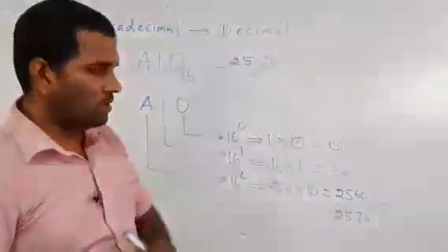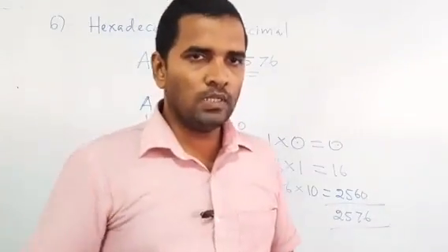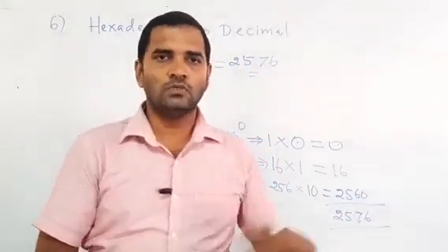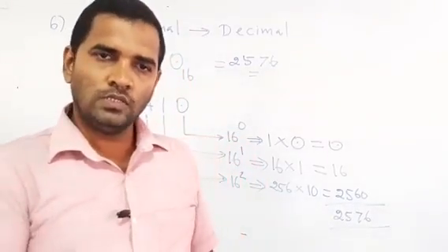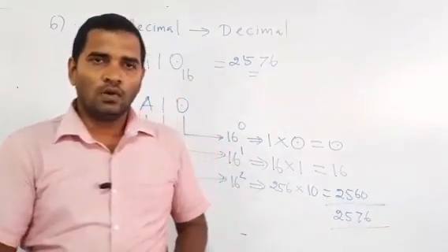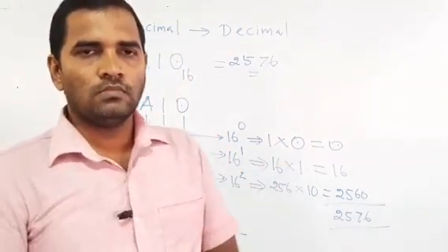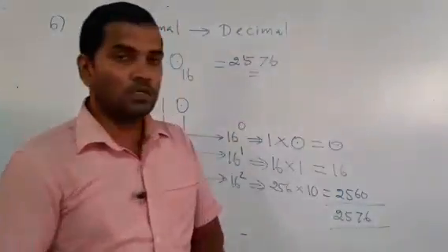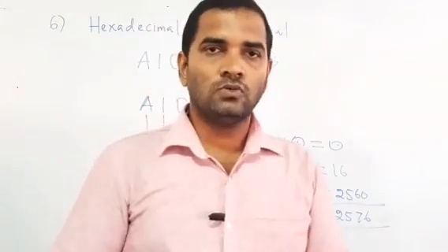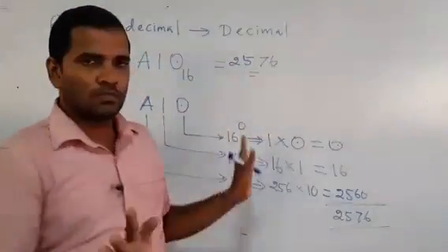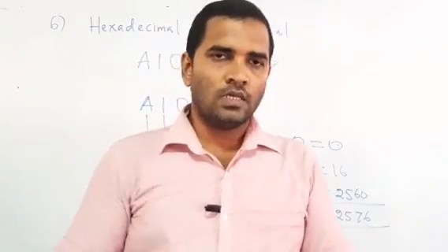The only difference between these 3 conversions is the particular position base. In some cases it is binary, so you have to write 2 to the power. In some examples they are octal, so you have to write 8 to the power. In some numbers they are hexadecimal, so you have to write 16 to the power. Otherwise, the patterns, the methods and everything are the same.